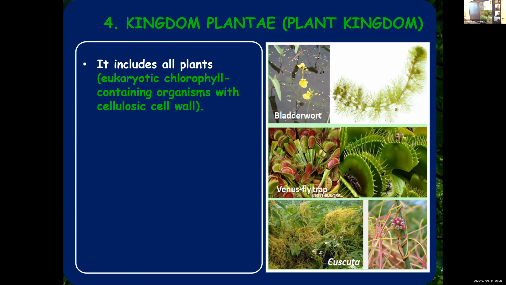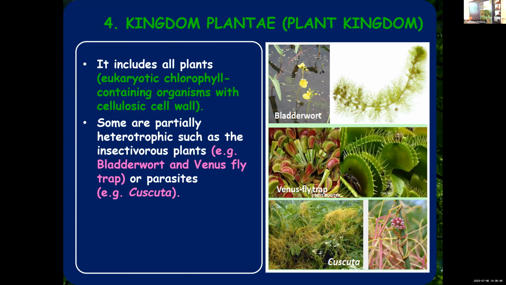Okay. They are eukaryotic. You know what is meant by eukaryotic. They have a well-defined nucleus with a proper nuclear membrane. Then they are chlorophyll containing. Plant cells are provided with a cellulose cell wall, which gives the plant cells rigidity and additional support. In general, we say that they are autotrophic, capable of carrying out photosynthesis. But some of them are partially heterotrophic, for example Venus flytrap and bladderwort. There are some insectivorous plants.